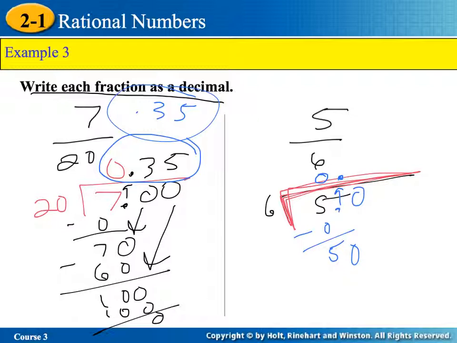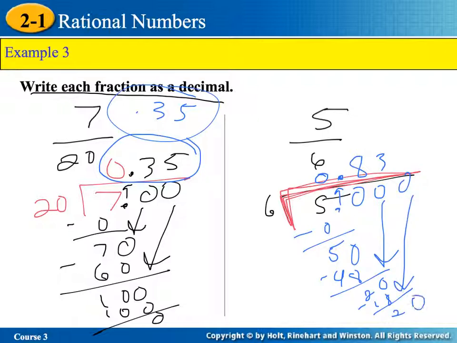How many times does 6 go into 50? 8 times. 8 times 6 is 48. Put another 0. How many times does 6 go into 20? 3 times. 18, minus, 2. Bring down a 0. Uh-oh, Mr. Sheeman found a pattern. Notice this. I'd put another 18, and I'd get 2 again.